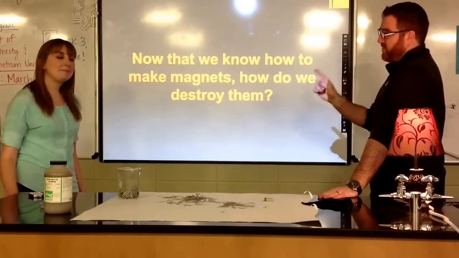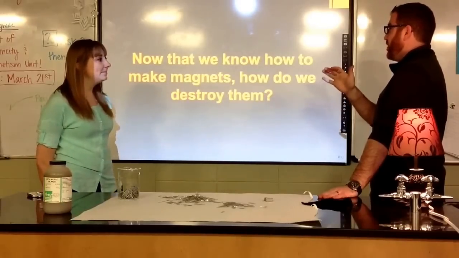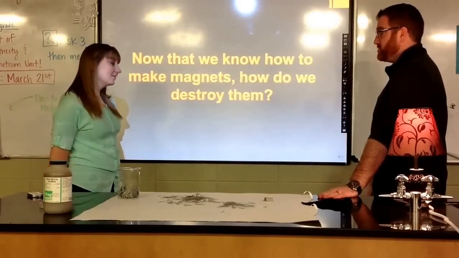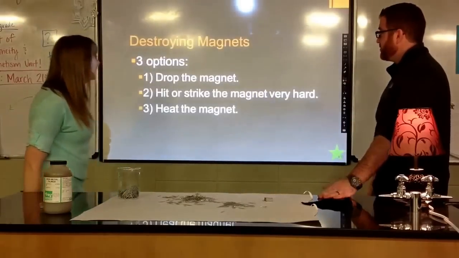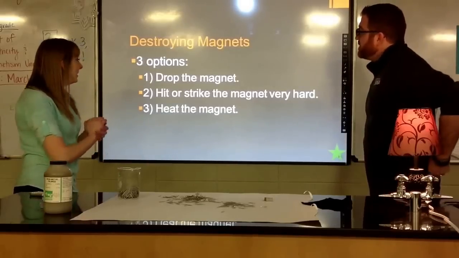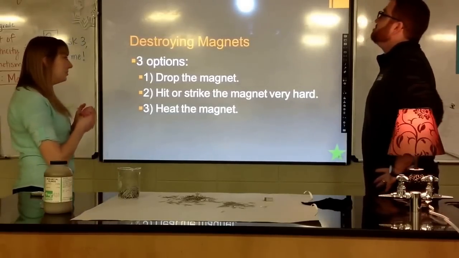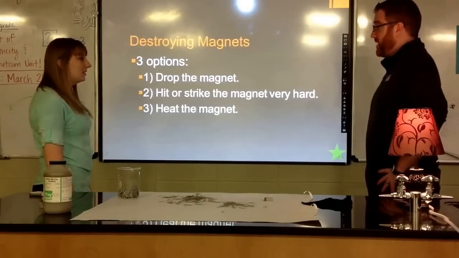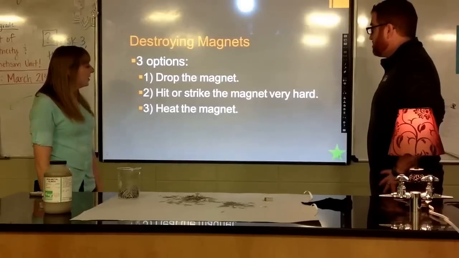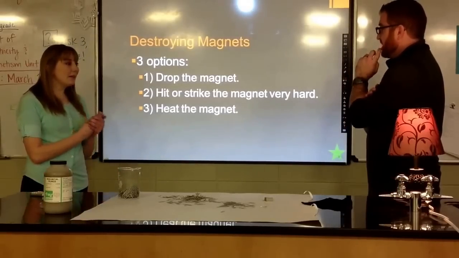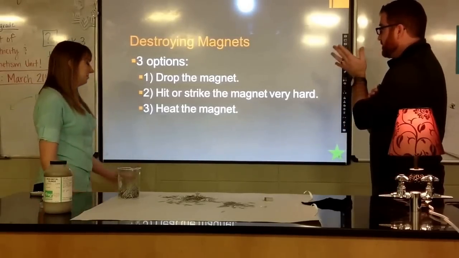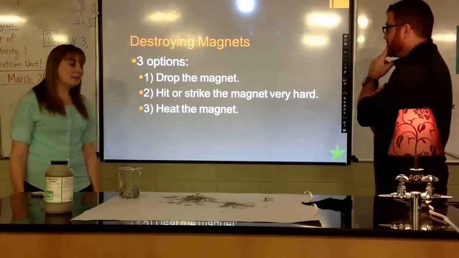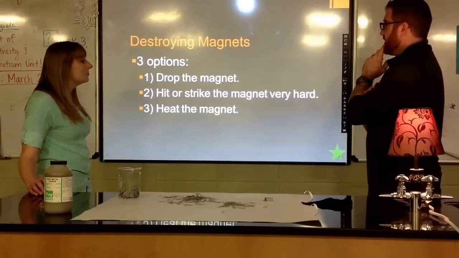All right, question for you. Now that we know how to make some magnets, how do we break them? How do we destroy them? Great question. Thinking about destroying magnets, we have three options. The first thing you could do is just drop the magnet. Drop it on the floor, smash it. Second, we could hit or strike the magnet really hard on an object, on something. We can also heat the magnet. Oh, yeah, that would work.